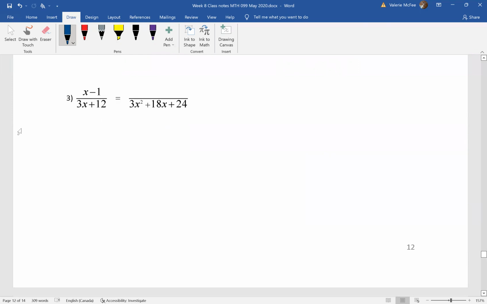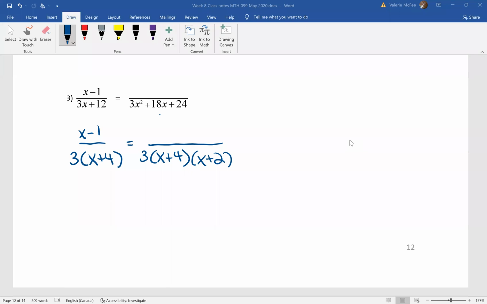In question 3, you're going to need to factor both of those denominators. See if you can figure out what's missing. Pause your video, give it a try. You factored the denominators. We're missing this factor of x plus 2. That means that both the numerator and the denominator will need to be multiplied by x plus 2.